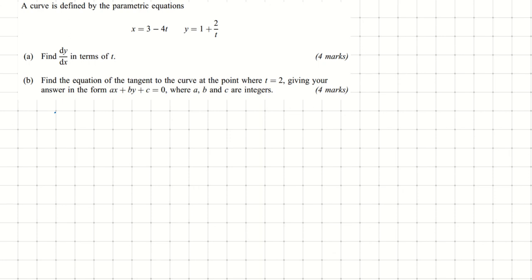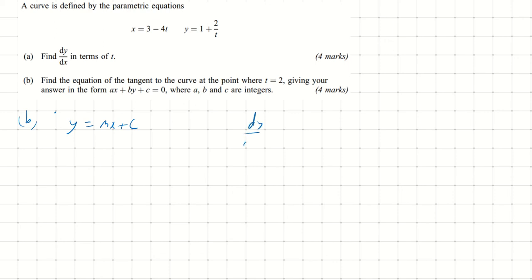So in B, we're asked to find the equation of the tangent to the curve at the point where t equals 2. Okay, well, a tangent is a straight line, so we want an equation of the form y equals mx plus c, where m is the gradient. Well, we worked out gradient. Gradient is the same as dy by dx, isn't it? So we're going to use the dy by dx formula.